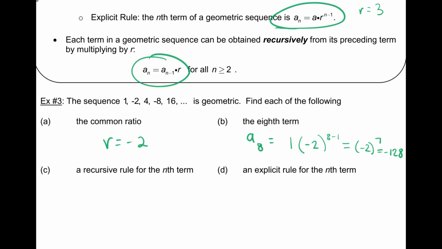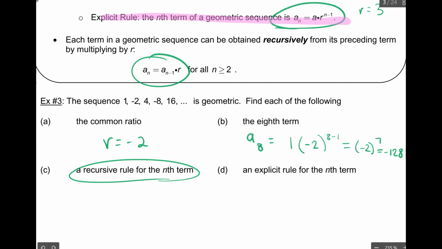Alright, recursive rules. So can we come up with a recursive rule? For the nth term, the nth term of a geometric sequence is a of n equals a times r to the n minus 1. So for the nth term, a of n is equal to -2 times a of n minus 1. So that's a recursive one.